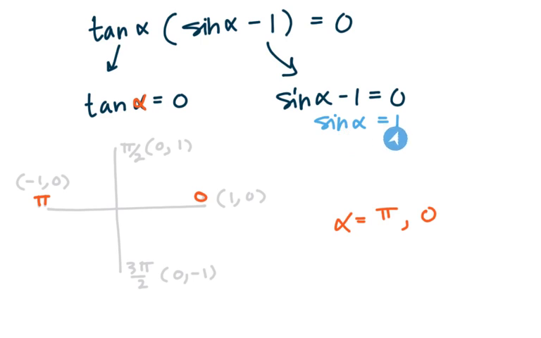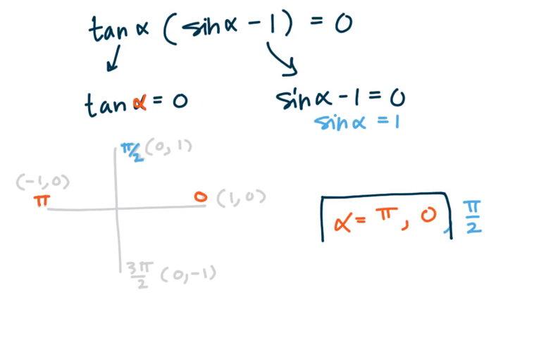Where is sine of alpha equal to positive 1? My y value is equal to positive 1 at pi over 2. So we'll include in here pi over 2. And that's the only spot. So we have 3 solutions. We're done.